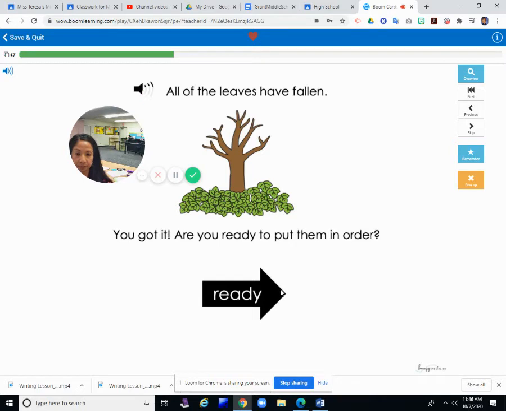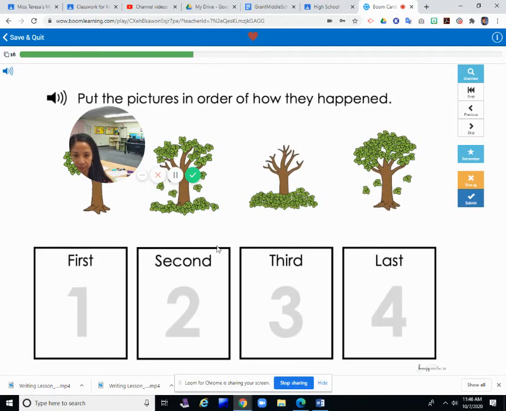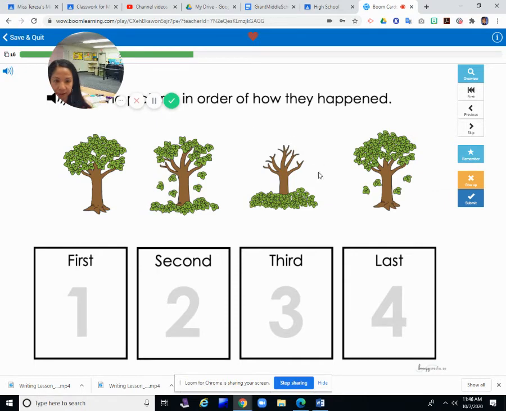You got it. Are you ready to put them in order? Click the arrow to begin. Okay, so let's put them in order. First, second, third, last. What you could do also is start with maybe the last if you know it, and go back to the first.